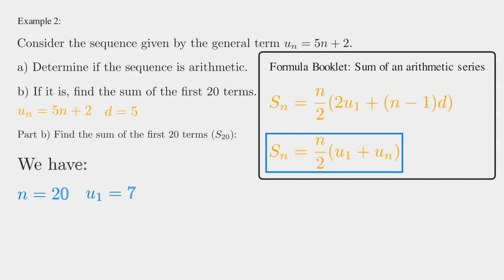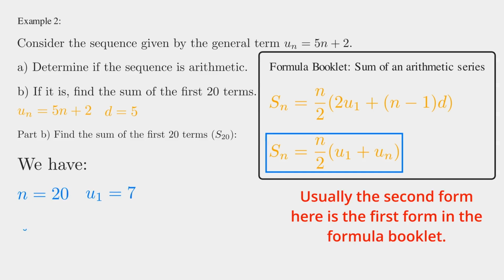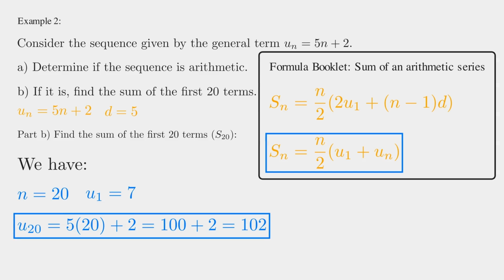Let's find u20 from the given formula and then use the first form. So we have u20 is equal to 5 times 20 plus 2, and this will give us 102.